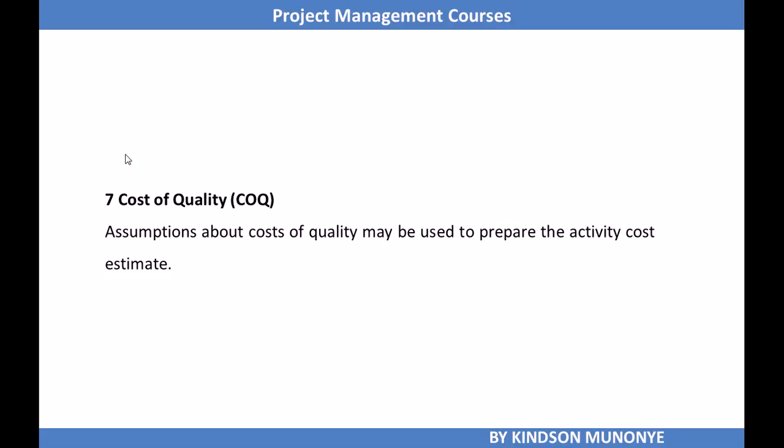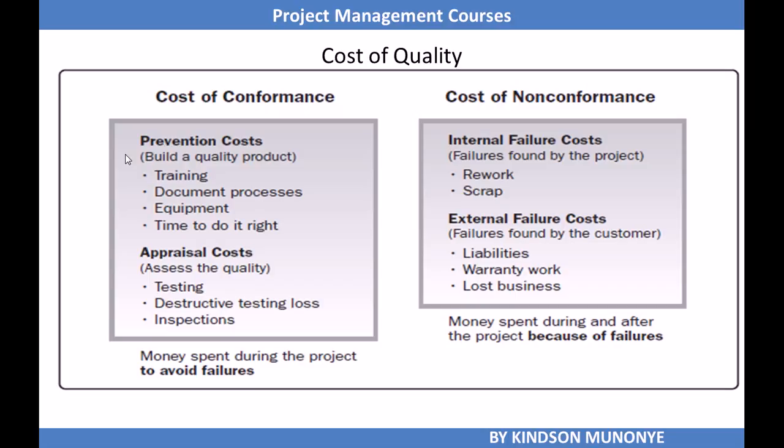Cost of quality. So all the estimates meant to ensure that the project meets quality requirements is also included in the cost estimate, and cost of quality has to do with cost of non-conformance and cost of conformance. So for conformance, we are preventing the non-conformance from happening in the first place. Cost of non-conformance means trying to correct a defect that has already happened. So for conformance, we have prevention and appraisal. For non-conformance, we have internal failure and external failure costs.